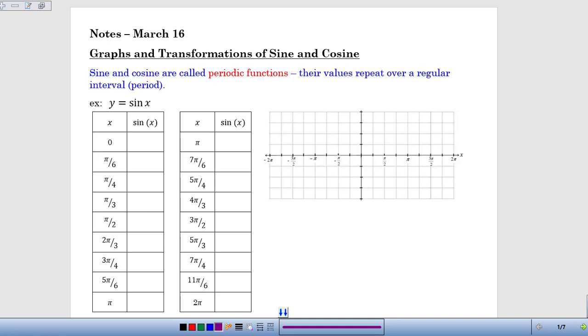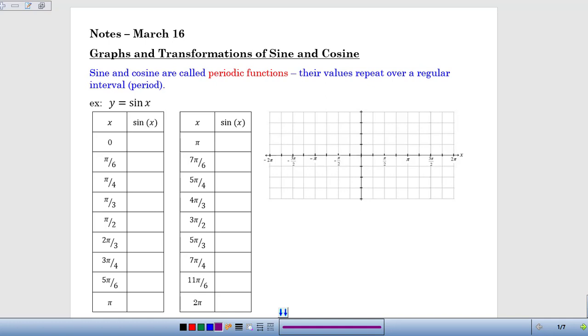And so what we will do is take the values that we're going to generate in the table and plot them on the coordinate plane that's on the right. You can see the x-axis is labeled out for us already in radians. So we're going to be graphing our angles, our inputs, our x values along the x-axis, and then the outputs of the function are going to be graphed along in the y direction.